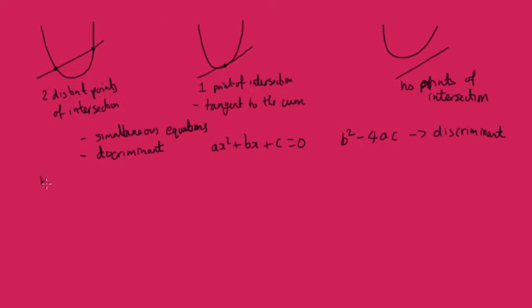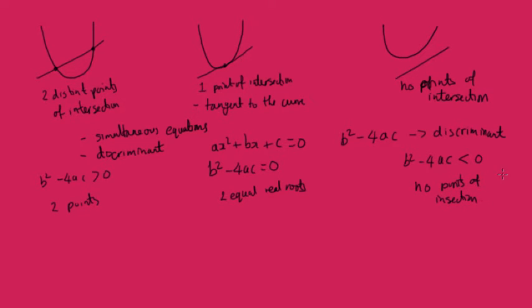So for b squared minus 4ac greater than 0, we'll have our 2 points. For b squared minus 4ac equal to 0, we'll have 2 equal real roots, or 1 point of intersection, and for b squared minus 4ac less than 0, there's no points of intersection. So let's have a look at this in an example.